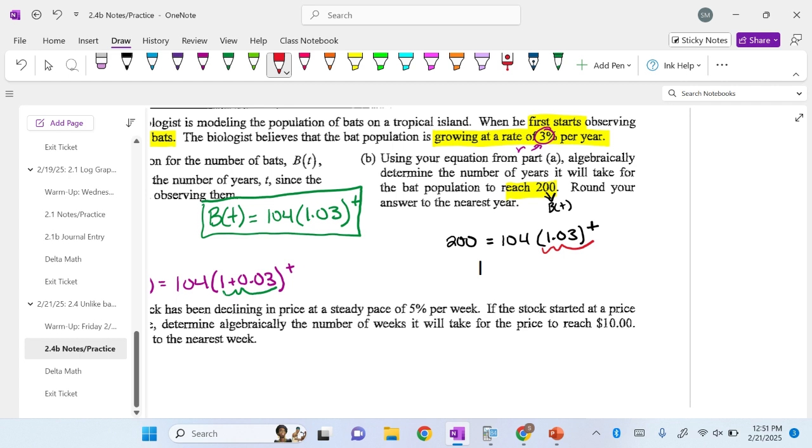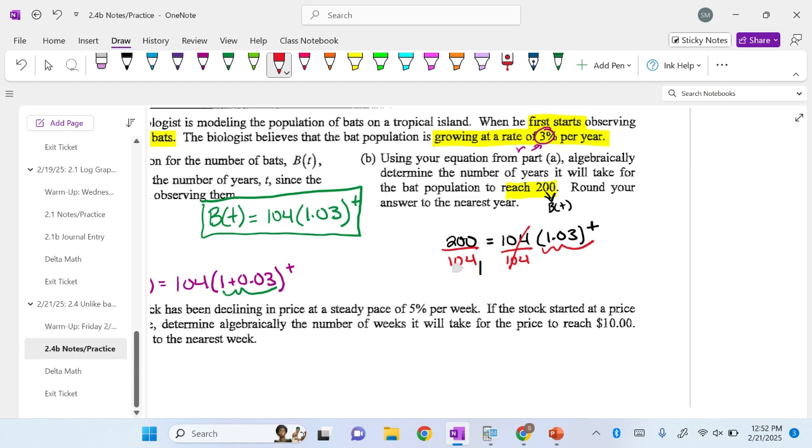But is it isolated, meaning it's alone? No. What do I have to get rid of in order for it to be isolated? The 104. How do I get rid of it? We would divide it. That 104 is being multiplied to the 1.03 to the t. So we've got to divide both sides by 104 to get rid of it. We cannot take the log yet until that base is isolated.